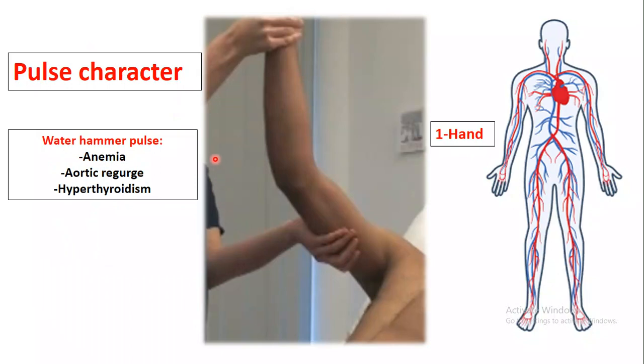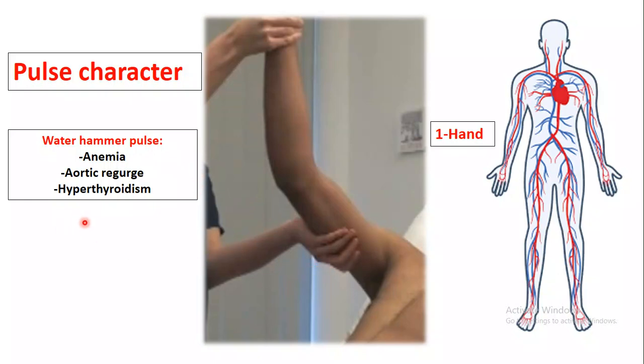Then assessing what is called the pulse character. If we have a patient, we are thinking, is this pulse normal or large volume? Then we go for checking for water hammer pulse by lifting the arm of the patient, like in this picture, and trying to palpate the brachial pulsation. If the brachial pulsations are transmitted across the muscle bulk to your fingers, then this is a patient with a large pulse volume. So this is called water hammer pulse.